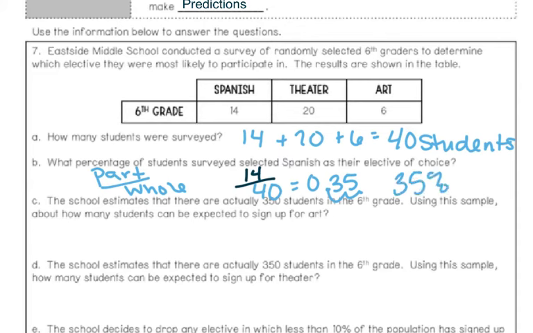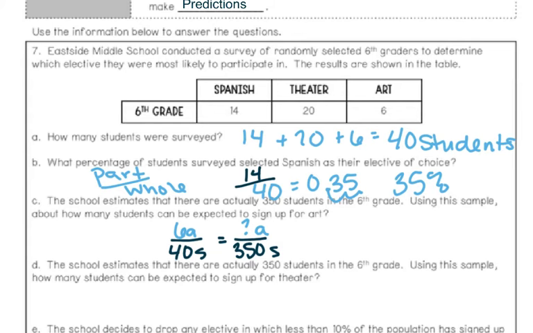Next question says the school estimates that there are actually 350 students in the 6th grade. Using this sample, about how many students can be expected to sign up for art? For this problem, I'm going to set up a proportion. I know that there are 40 total students that were surveyed, and I know that there are 350 total students. So I match those up in the bottom of my proportion. Next, I know that there were 6 students in the surveyed population that chose art. So now I'm going to figure out how many students might choose art in the normal population.